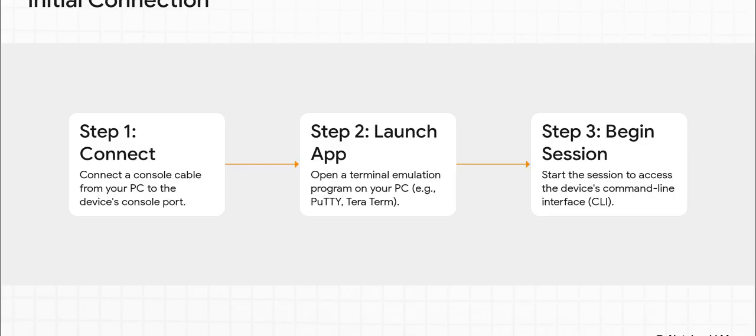And getting connected is actually super simple. It's just a three-step dance. You plug in the special console cable, you fire up a terminal program on your computer, something like PuTTY, and you hit connect. Boom, that's it. A command prompt pops up and you're officially ready to start talking.